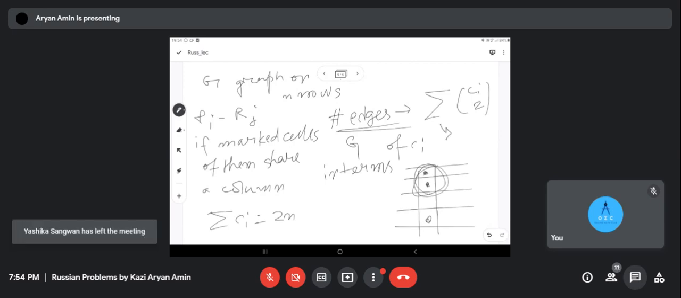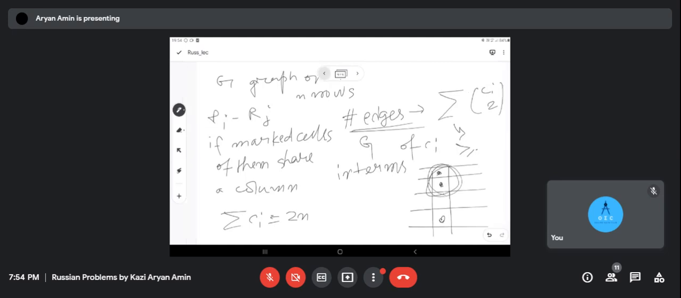So you can now estimate this quantity by Jensen or convexity, and you get that this is at least, how is the sum of Ci equal to 2n? Oh, the sum of Ci tells you how many marked cells there are in total. It's basically a double counting process. Okay.